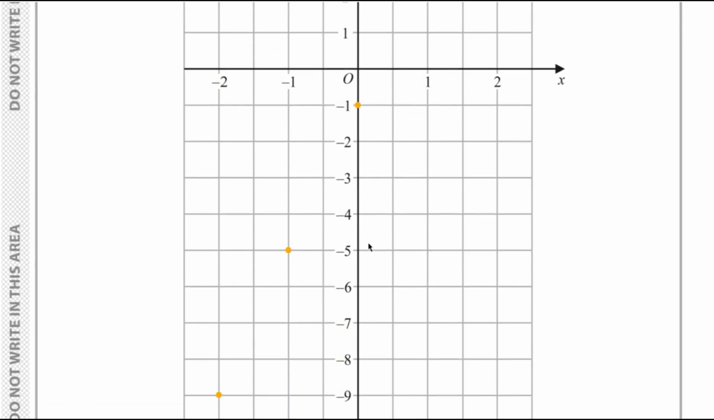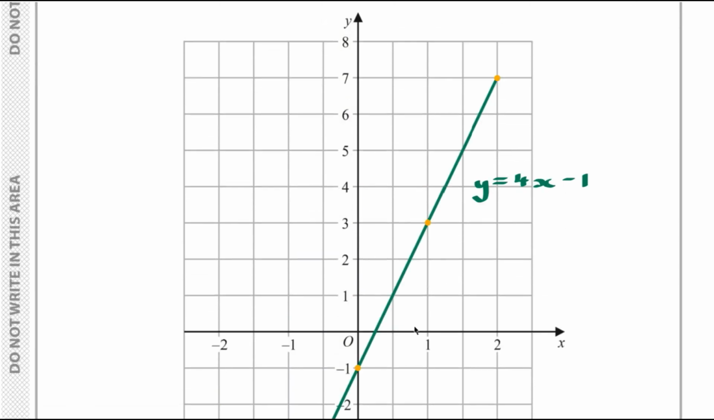So now let's join these up with a straight line. So here we've got the graph of y equals 4x subtract 1.